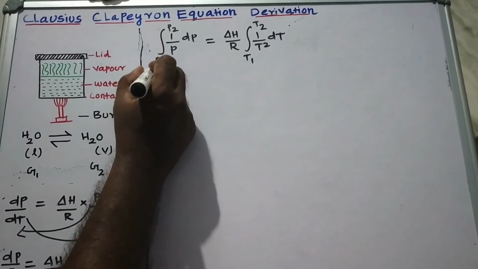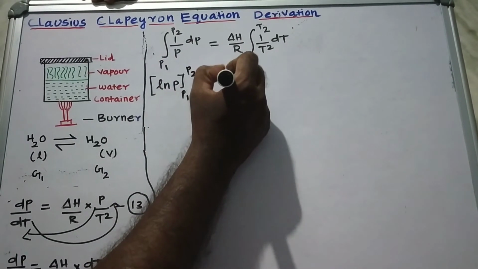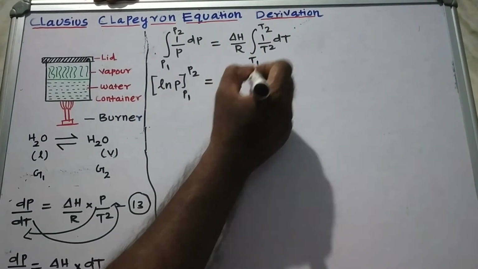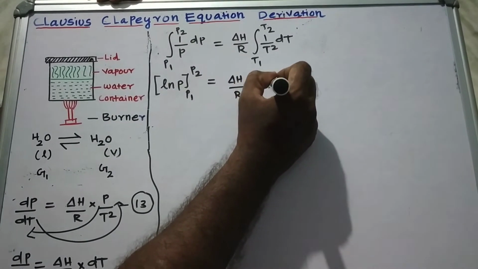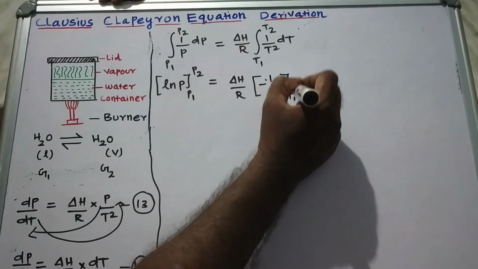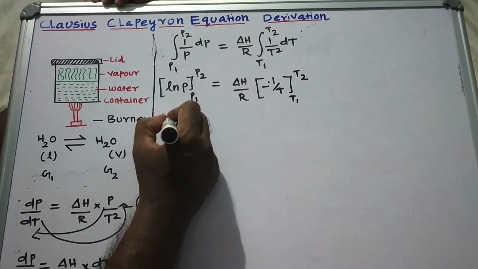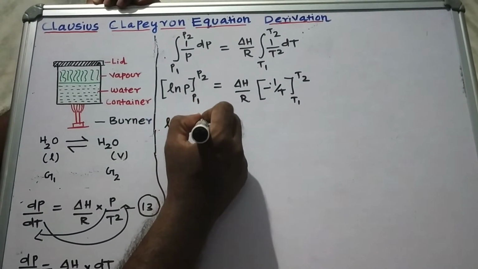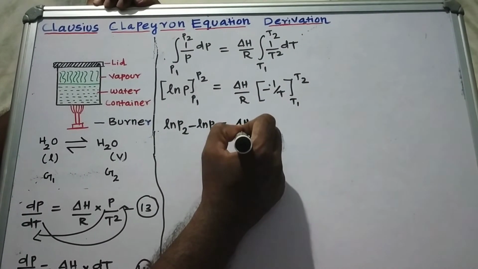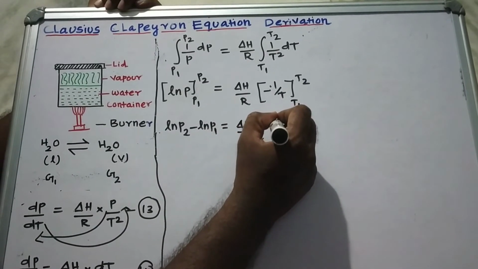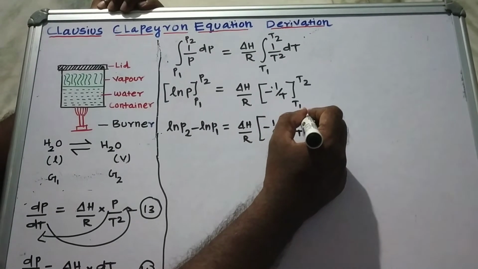ln P, and the lower limit is P1, upper limit is P2. ΔH by R, on integration 1 by T squared becomes minus 1 by T, and the lower limit is T1, upper limit is T2. Substitute the value of the limits in this equation. It becomes ln P2 minus ln P1, that is equal to ΔH by R, minus 1 by T2, and minus into minus equals plus 1 by T1.